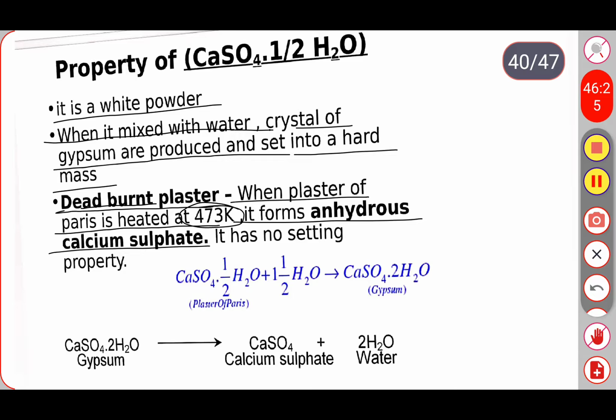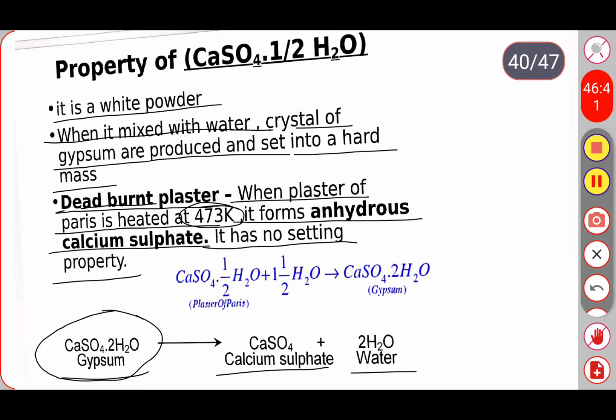So see here how you can obtain calcium sulfate and water from gypsum. When gypsum, CaSO4 2H2O, decomposes, it will form calcium sulfate along with water. Now, what are the uses of POP?